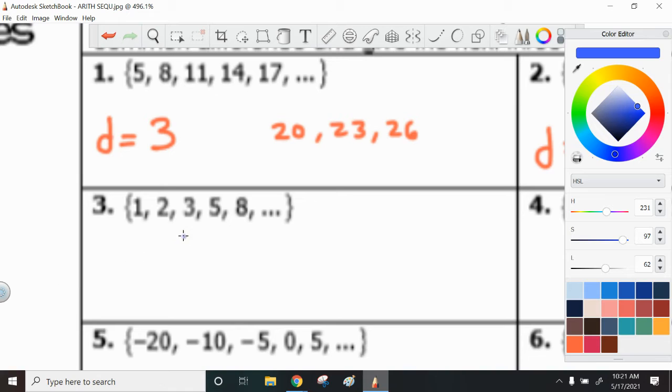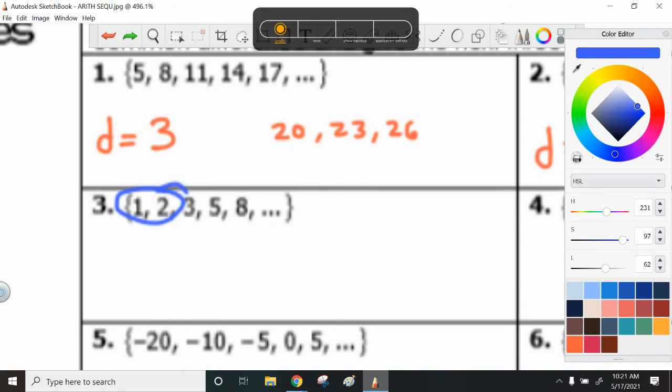Now we see number 3. It goes 1, 2, 3, 5, 8. This is that, I mean, it always comes up. They always use it as an example. This is that Fibonacci sequence where 1 plus 2 makes 3, 2 plus 3 makes 5, 3 plus 5 makes 8. Is that arithmetic? No.